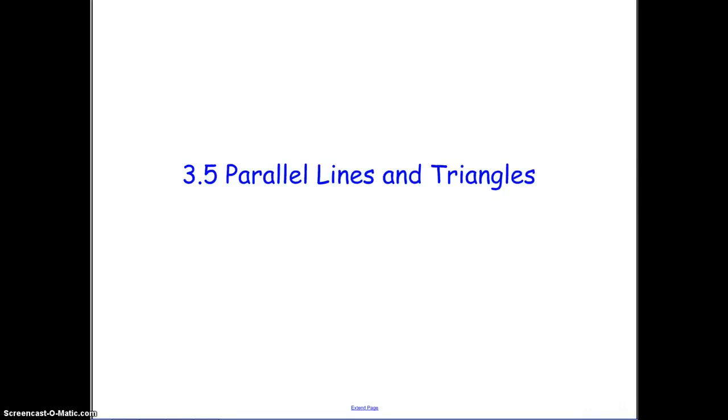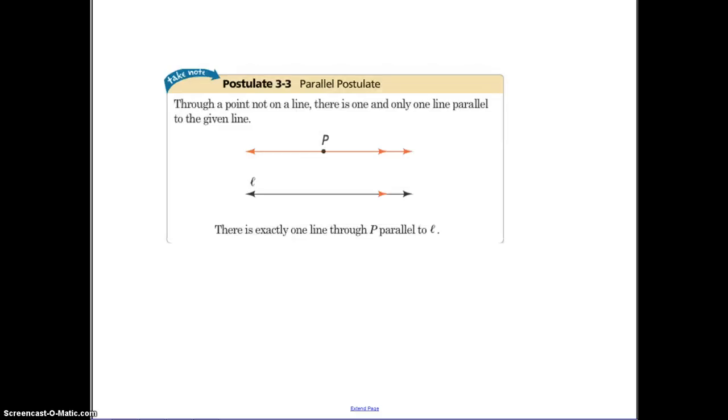Hello, hello. What we're going to do now is parallel lines and triangles. All right, let's see what happens with all of this good stuff.